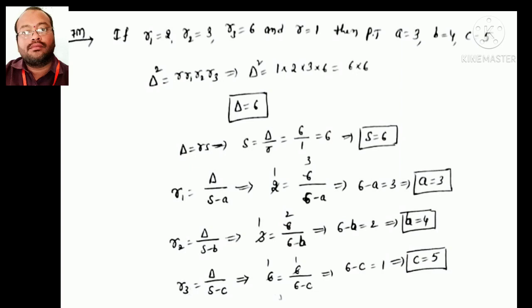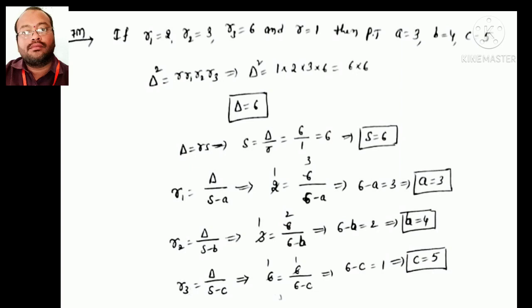So whenever r, r1, r2, r3 are given, delta square can be written as r into r1 into r2 into r3. By replacing those values, we get delta square equal to 6 square, and the delta value will be 6. Delta is equal to rs, now we want s, then delta by r. Then it will be 6 by 1, that is equal to 6. The s value will be 6.